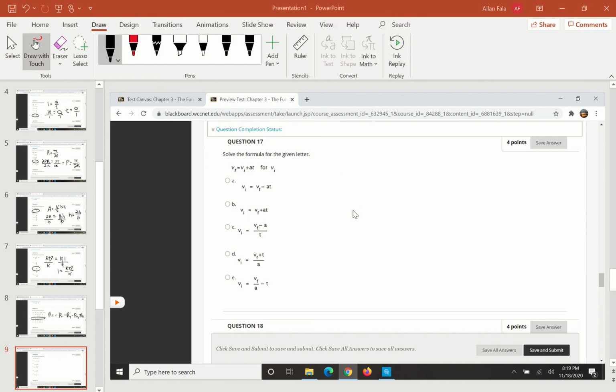Question 17, V sub F is equal to V sub I plus AT. Very simply, we're going to subtract AT from both sides. That would leave us with V sub F minus AT is equal to V sub I.